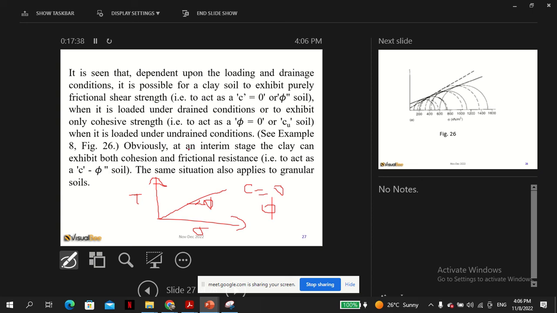So when it is loaded under drained conditions, it exhibits friction. For cohesive behavior, it's a little not as simple, I'll try to explain. A clay can act as a phi equals 0 or Cu soil. So phi equals 0 is something else, see example in 8. Obviously, at an interim stage, the clay can exhibit both cohesion and frictional resistance, to act as a c, phi soil.